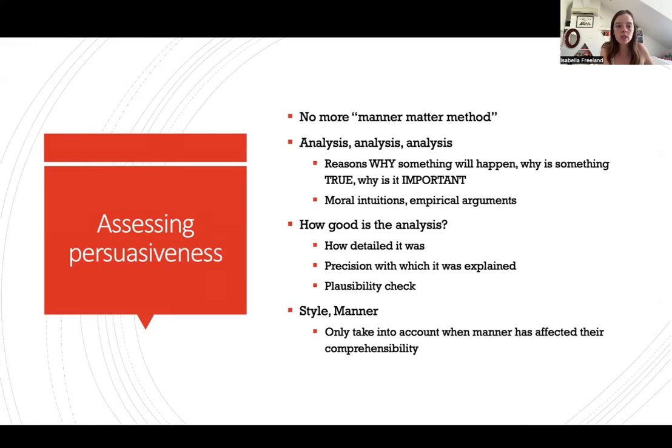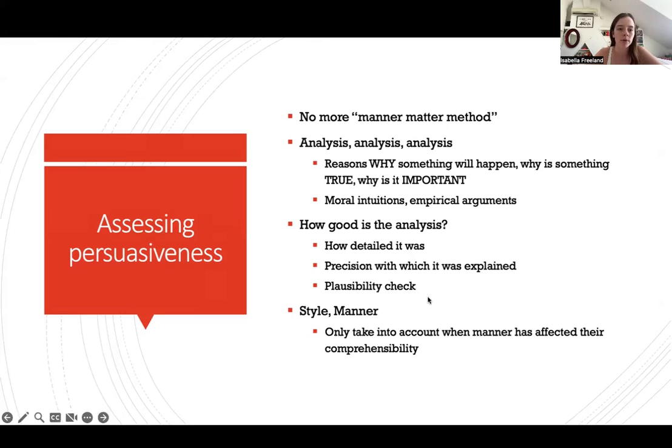So basically, the only time you should take into account style and manner is when it impacts the speaker's comprehensibility. So for example, the only time you should take into account if they were slow or fast or loud or soft is if you physically couldn't hear their speech or you physically couldn't understand their speech. If it's just you have a preference for speakers that speak slower, you can't give them higher speaks just because that's your own preference. So it actually has to interfere with your understanding of the debate.